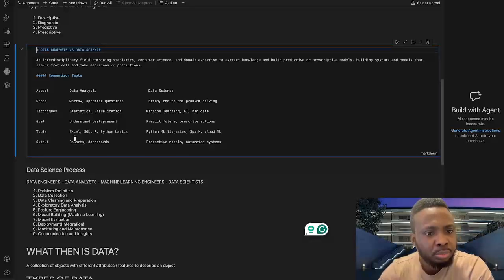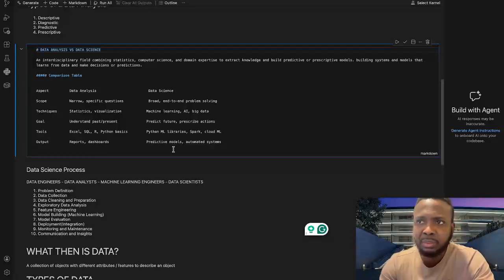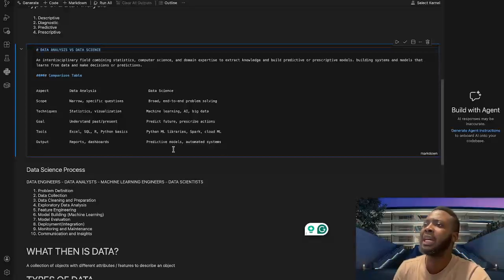Then when we look at the tools, basically Excel, SQL, R or Python. Then when we look at data science, the tools mostly used are Python and machine learning libraries, Spark and cloud machine learning. So the outputs of data analysis are basically reports and dashboards, which is well known. While for data science we talk about predictive models and automated systems, such that the models you have been able to build can be included into systems, so that when data are fed into the system, it automatically detects patterns and gives the result and output, so we don't have to repeat the process again.